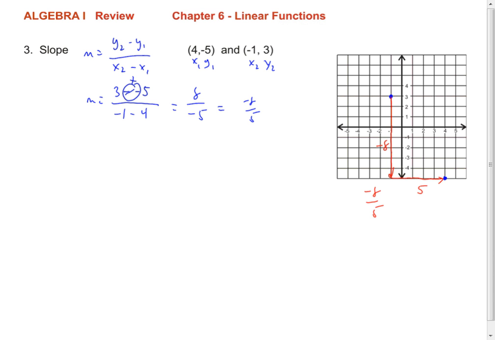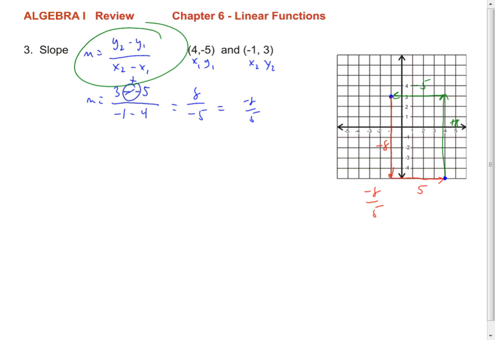And if you wonder, well, what about the positive 8 over negative 5? Again, don't forget, I can go this way. I can go up 8 and I can go left 5. And there's your positive 8 over negative 5. Okay? Finding the slope of 2 points, you got to know that formula.